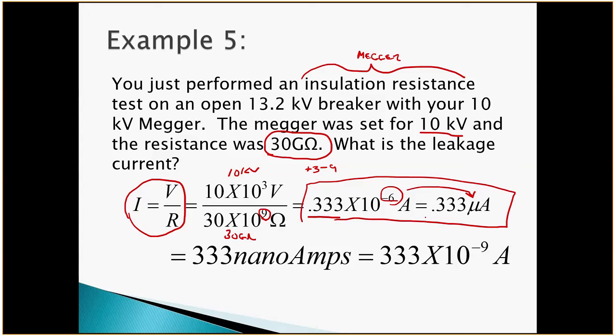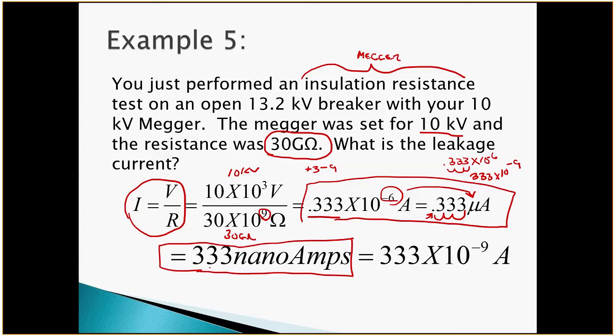I don't like seeing the decimal point there, so I'm going to move the decimal point over 3 places. This was 0.333 times 10 to the minus 6th, and when I move it over 3 places, that makes it 333 times 10 to the minus 9th. So actually, this is 333 nanoamps is what the current actually is flowing through that open breaker. So any questions with that, folks? You guys okay with that?